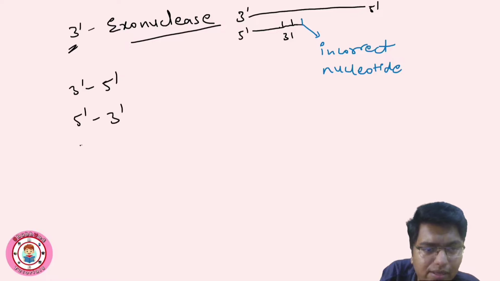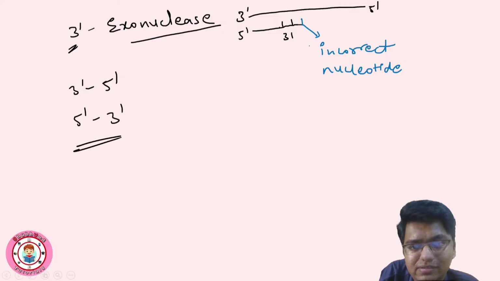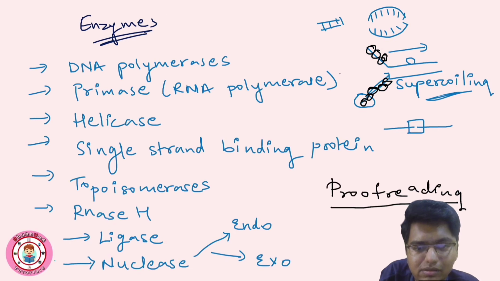to 3 prime exonuclease. Endonuclease means it will go to a specific site within the segment and remove the nucleotide. Endo means it will go inside directly. Exo means it will cut from the outside only. All these enzymes are important. These are the general names actually.